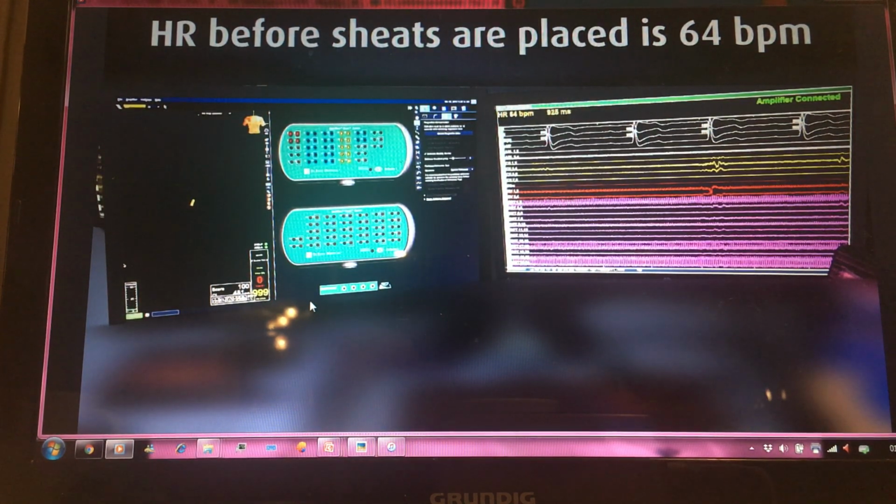We usually insert 3 femoral venous sheaths. One is for the coronary sinus catheter, the other is for the right ventricular backup pacing catheter. We also use this catheter to demonstrate His potentials, to check whether there is any prolongation of AH and HV intervals, and the last one is for the mapping and ablation catheter.